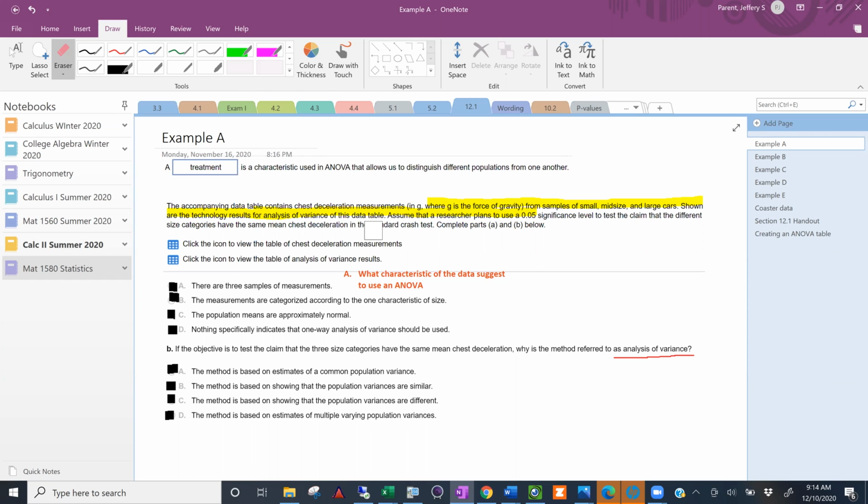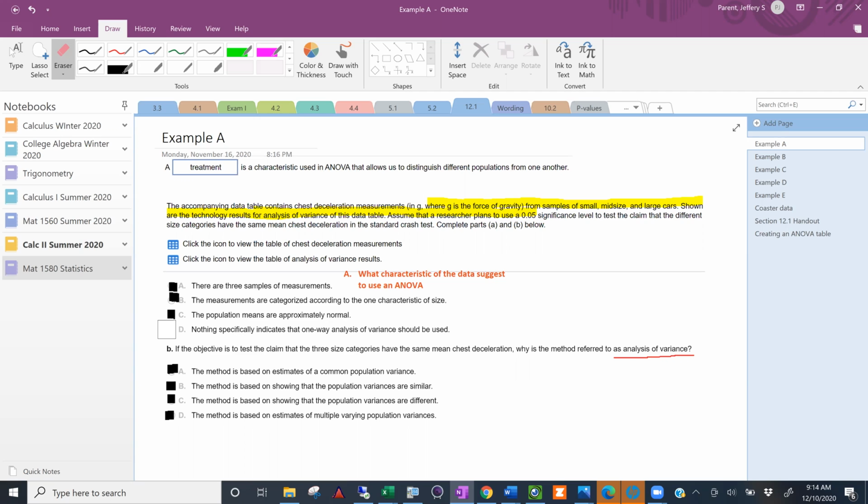Now, again, some of your early questions in your homework here would be stuff like this. What characteristic of the data suggests to use an ANOVA? And you've got a bunch of choices. There are 3 samples of measurements. The measurements are categorized according to 1 characteristic of size. The population means are approximately normal. Or nothing specifically indicates that a one-way analysis of variance should be used. Well, I'll help you out. It's not that one. All right.